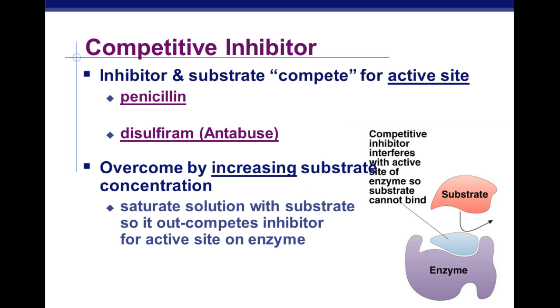Now, a good example of a competitive inhibitor is the antibiotic penicillin. Write in your notes that antibiotics, and in this case penicillin, are used to treat and prevent bacterial infections or outbreaks. And that it accomplishes this by blocking the enzyme active site that bacteria use to build cell walls. So make sure you get that down.